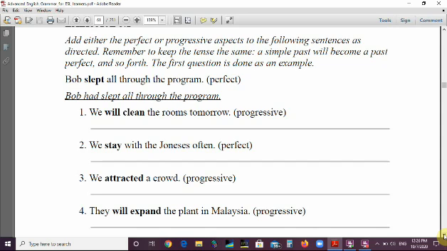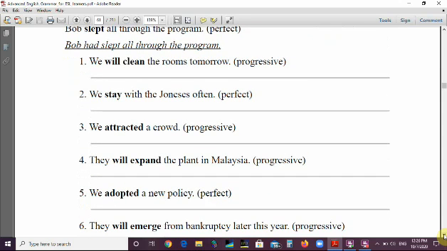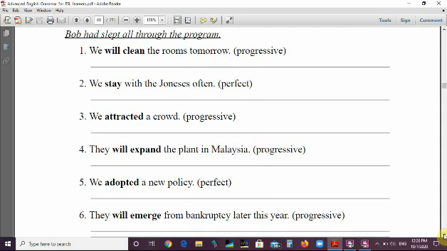We stay with the Joneses often. We need it perfect. It's present. So we have stayed. We have stayed. We attracted a crowd. We attracted is simple past. Make it past progressive. We were attracting a crowd, and so on.